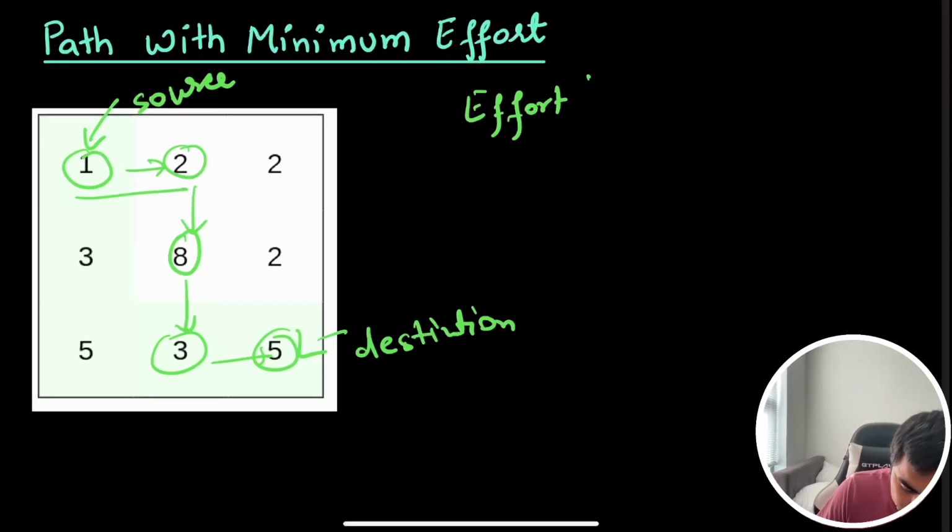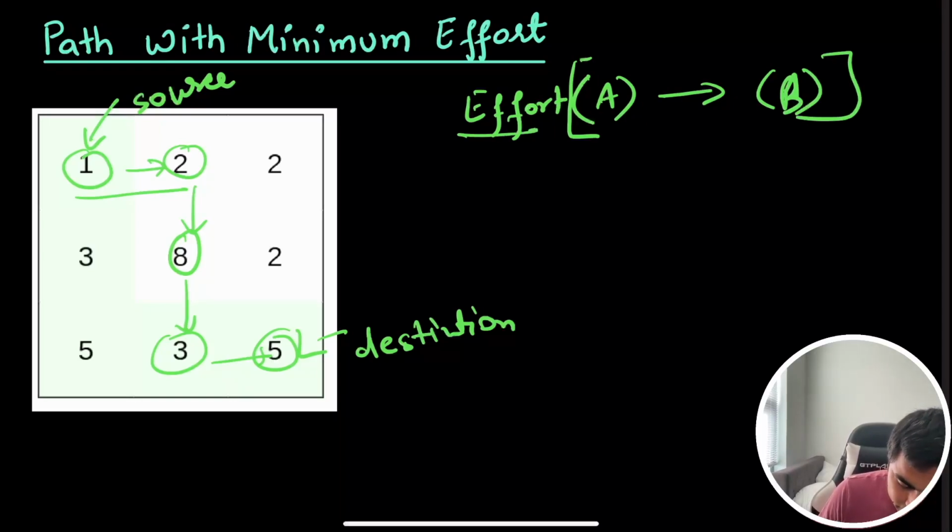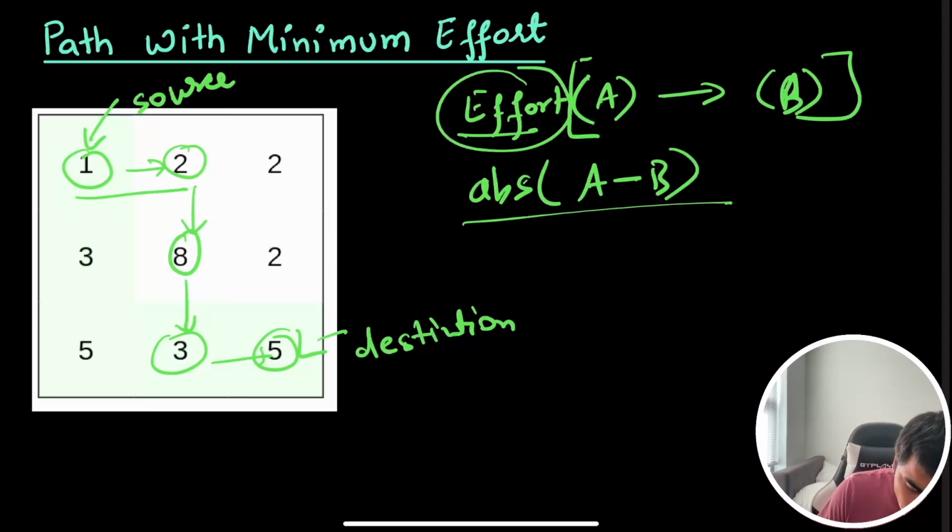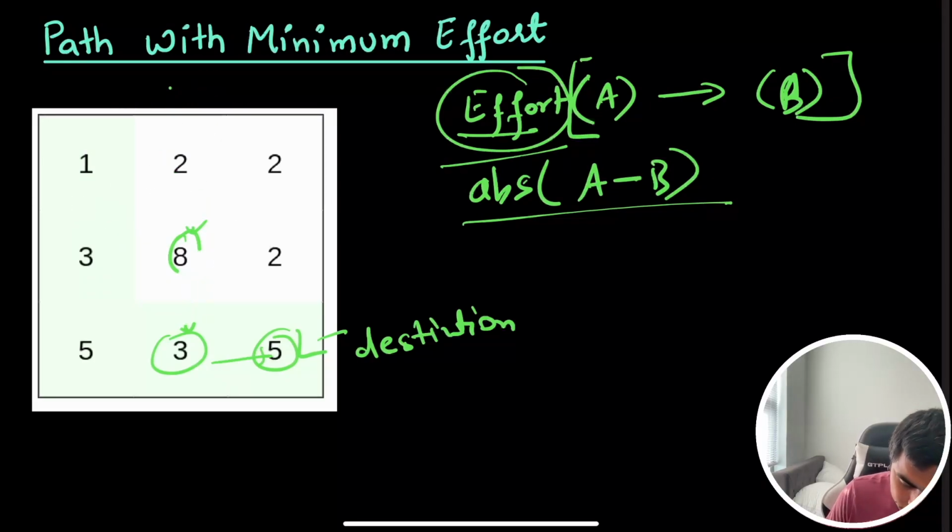from going from hill A to B. So going from some hill A to B, there is effort, which is the absolute difference of height A minus B. So this is what we need to minimize while traversing, and we have to do it for all the nodes that we choose to take from 1 to 5. So let's say if I choose this path right here.